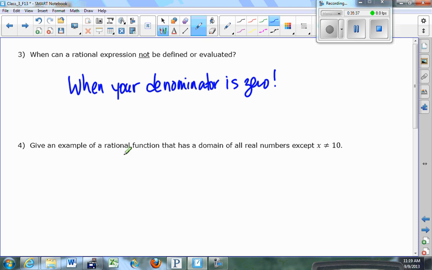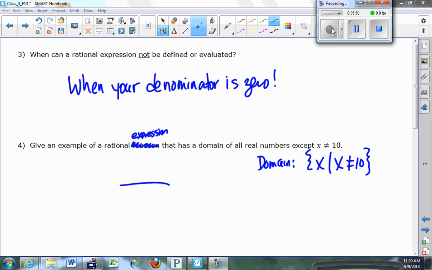So at your seats, I want you to come up with your own rational function. Oops, another typo. I'm so used to saying function. Your own rational expression that has a domain of all real numbers except x cannot be 10. So you make up your own.